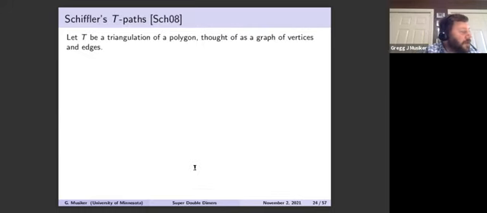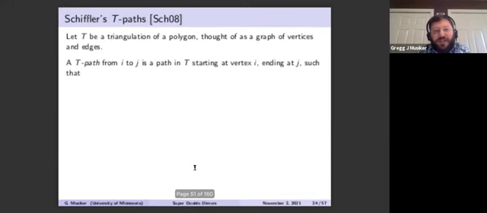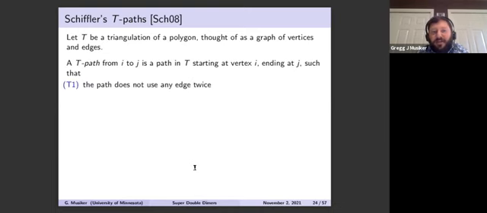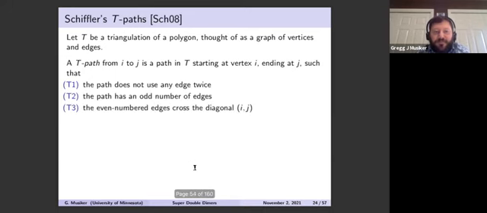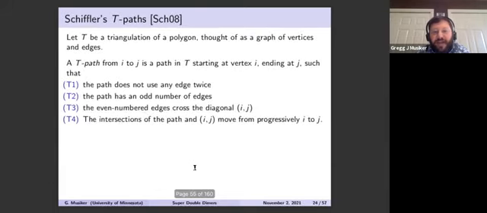All right, so I want to now talk about the more general polygon case. So in the classical situation, these were Schiffler's T-paths. You think of the triangulation of the polygon as a network of vertices and edges, and you want to have a path from i to j so that no edge is used twice in a row. There's an odd number of edges. The even numbered edges cross the diagonal i to j, and the intersections move closer and closer from i to j as you continue along the T-path.